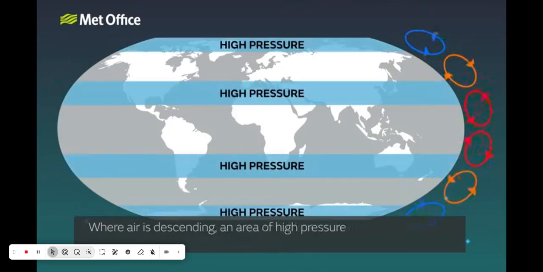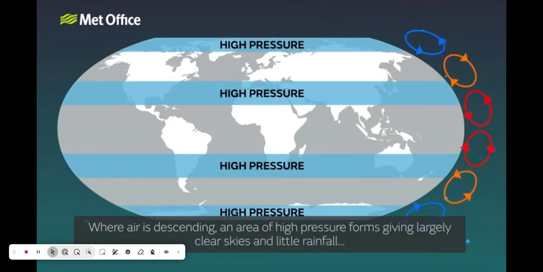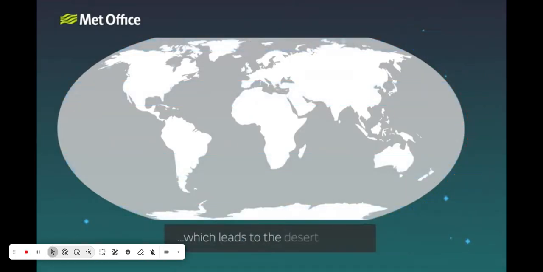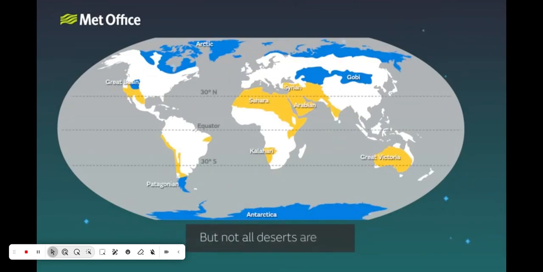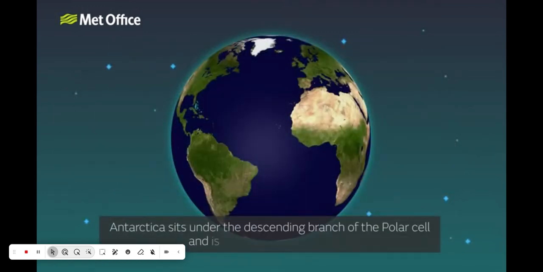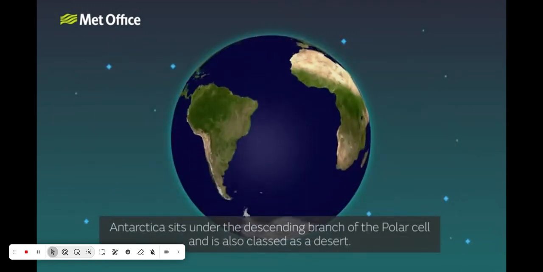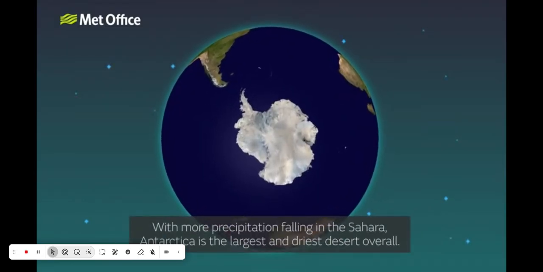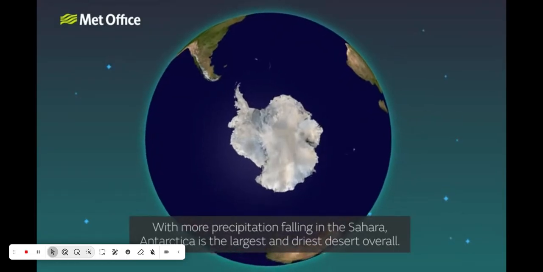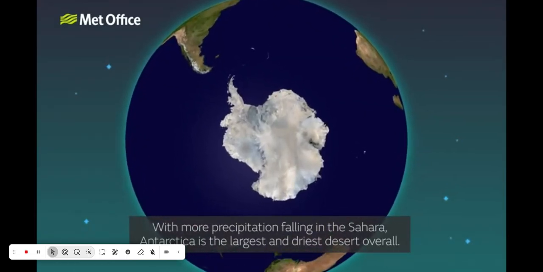Where air is descending, an area of high pressure forms, giving largely clear skies and little rainfall, which leads to the desert regions. But not all deserts are hot. Antarctica sits under the descending branch of the polar cell and is also classed as a desert. With less precipitation falling than in the Sahara, Antarctica is the largest and driest desert overall.